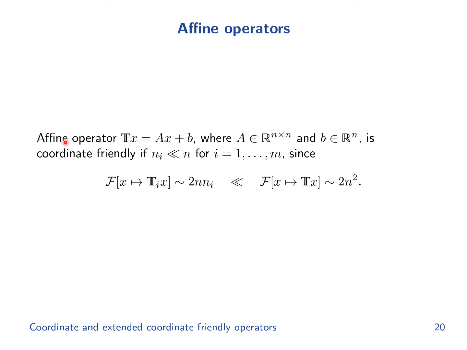Affine operators or linear operators are coordinate-friendly. Consider this affine operator that multiplies x by matrix A and adds vector b. The cost of this calculation is proportional to the number of rows in A or the entries in b. So if we partition A into blocks of rows, then the cost of calculating one block is proportional to the number of rows in that block. So as long as the maximum number of rows is sufficiently less than n, this operator and this mapping is coordinate-friendly.